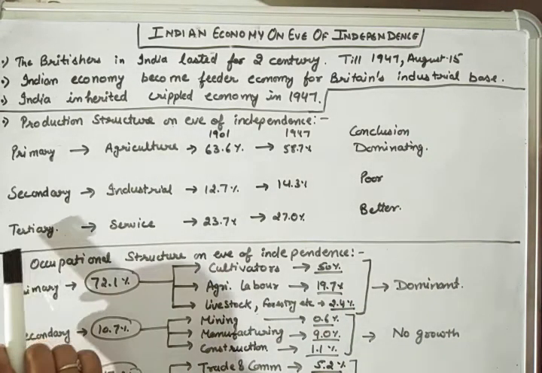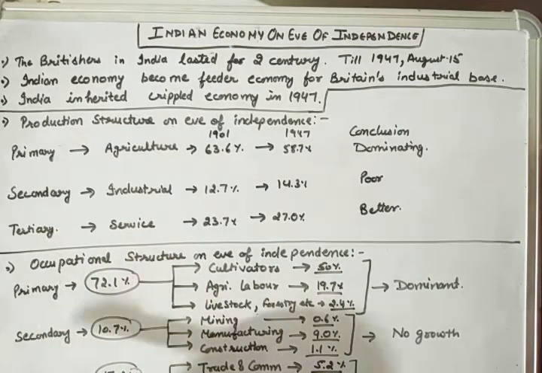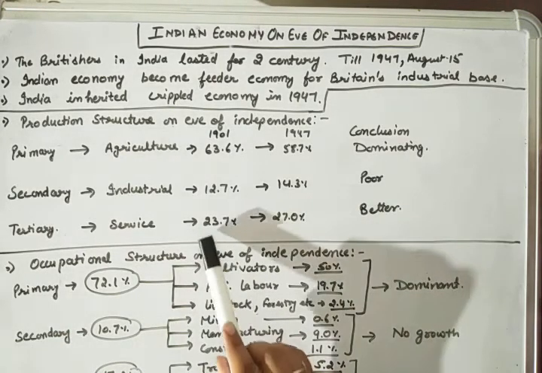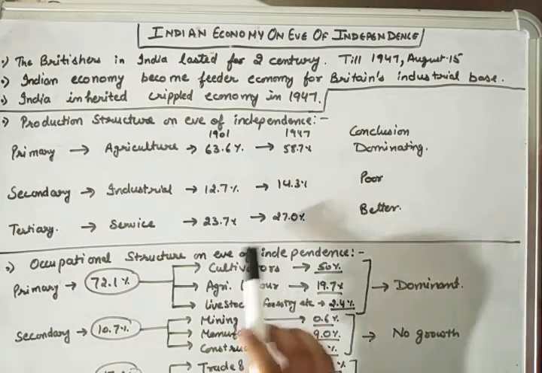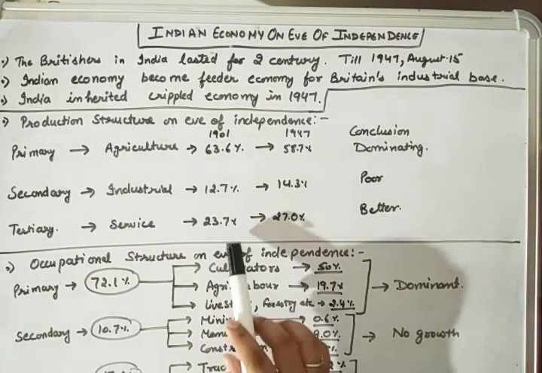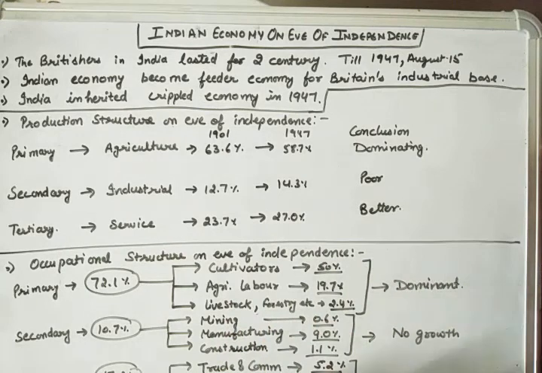The third sector, that is the tertiary sector, provides services to help the primary and secondary sectors. That's why it is also known as the service sector. That sector contributed only 23.7% in 1901, and when we come to 1947, there is a very little growth, to 27% of the total national income, which is much better than the industrial sector. So these were the three sectors that were contributing to the national income at that time.